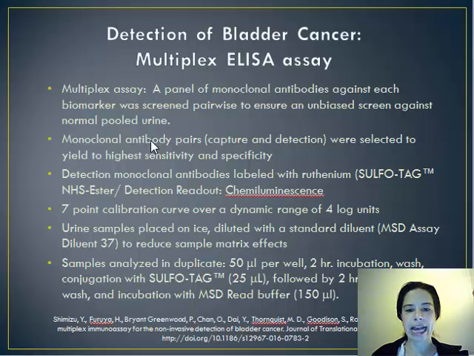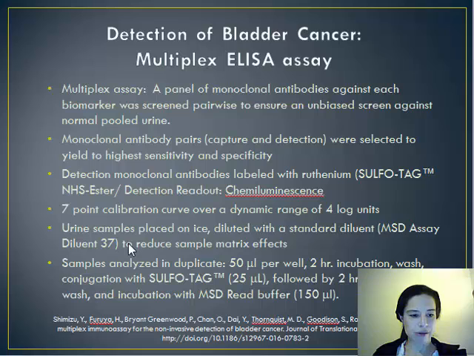So they picked the monoclonal antibody pairs for capture and detection that will yield the highest sensitivity and specificity. And then for detection, they used a monoclonal antibody labeled with ruthenium. And the readout was through chemiluminescence. So enzymatically, a chemiluminescence signal is generated and read on a microplate reader. They performed their analysis using a 7-point calibration curve and had a wide dynamic range of 4 log units.